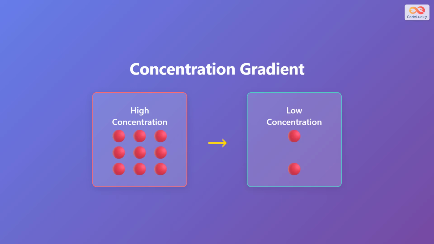The difference in concentration between two areas is called a concentration gradient. Think of it like a slope. On one side, you have a high concentration of molecules, packed closely together. On the other side, you have a low concentration with fewer molecules spread out. Molecules naturally move down this gradient, from high to low, just like a ball rolling downhill. This movement continues until both sides have equal concentrations.